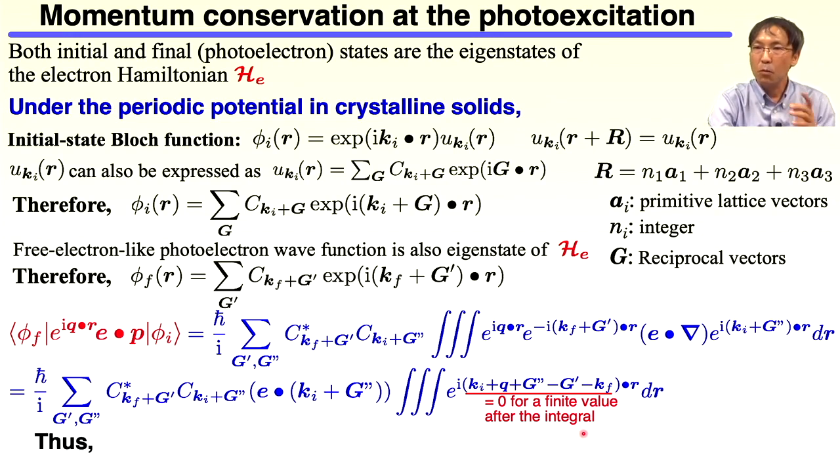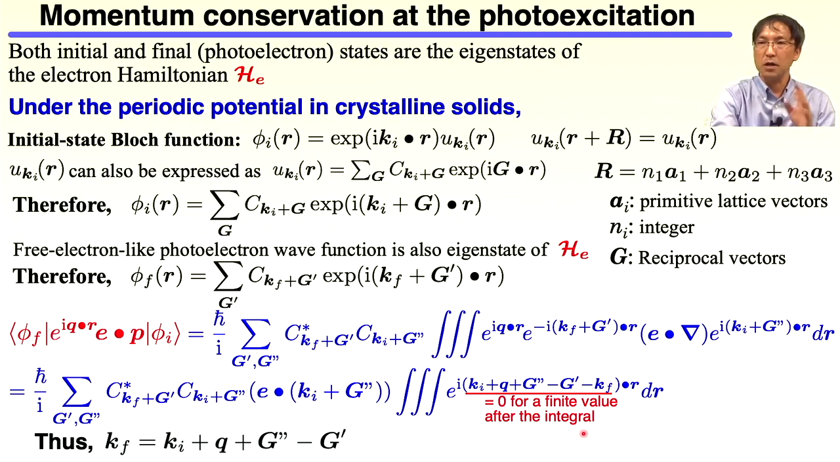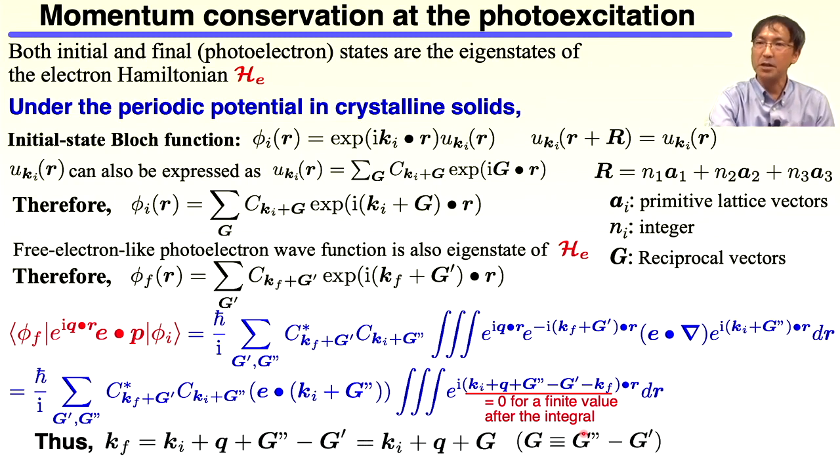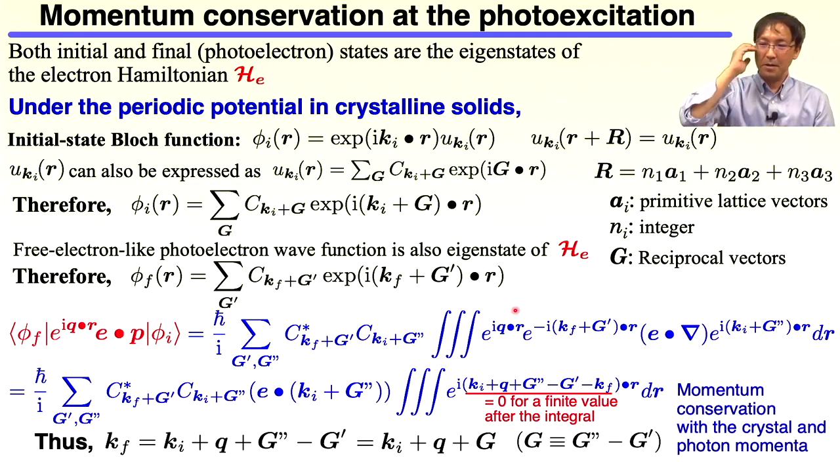Therefore, the momentum Kf in the final state is the same as the sum of vectors Ki, Q, G2' and minus G. When we redefine the vector G as G2' minus G', we get the formula of the momentum conservation with the crystal and photon momenta at the photoexcitation process. In this way, we can guarantee photoelectron momentum is conserved before and after the photoexcitation step 1. Okay?